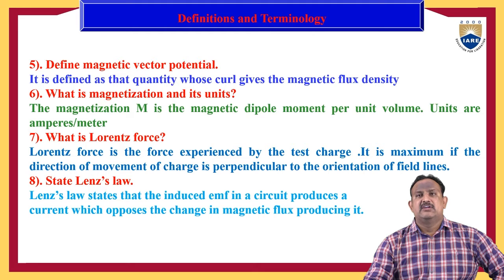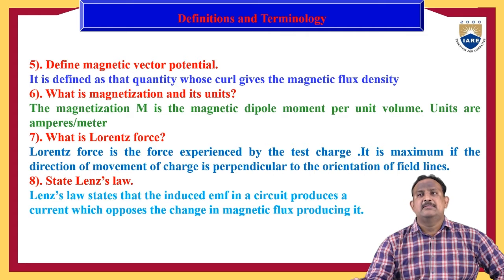Define magnetic vector potential. It is defined as the quantity whose curl gives the magnetic flux density. So this is known as the magnetic vector potential. So what is the magnetization and its units? The magnetization, capital M, is the magnetic dipole moment per unit volume. Its units are amperes per meter.